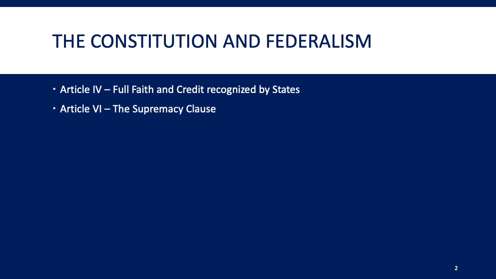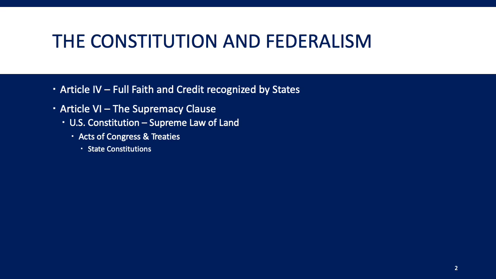The next article that discusses this relationship between central and state governments is the supremacy clause. This states that the Constitution is the supreme law of the land, and it is superior to all state and local law. So this one would always win. For example, these are acts of Congress and treaties. If we have a state constitution, then the acts of Congress and treaties would win. Or if we have state statutes, then the acts of Congress and treaties would win. Or if we have city and county charters and ordinances, then the acts of Congress and treaties would win.